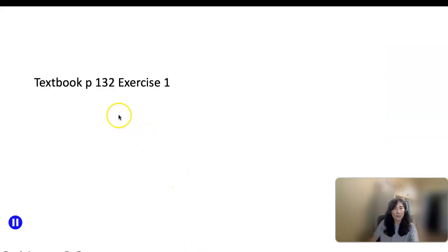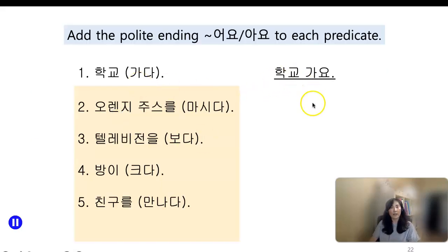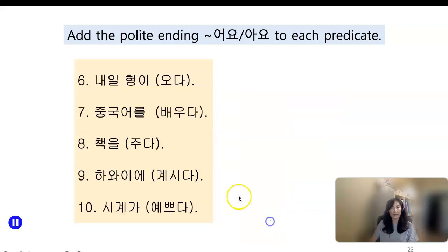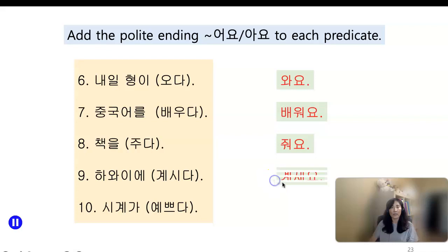Please turn to textbook page 132, exercise 1. 학교에 가요, 오렌지 주스를 마셔요, 텔레비전을 봐요 or 보아요, both fine. 방이 크다, 커요. 친구를 만나다, you just remove 다, 만나요. 형이 와요, this is the only acceptable form. 배우다, 배워요, 줘요, 계세요, 예뻐요.